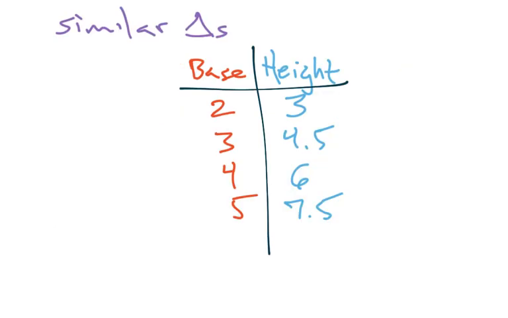Let's look at this idea. We've talked about similar triangles before. Remember, similar triangles are going to have congruent angles, and we always say that their sides are in proportion. So if we name the base and height of similar triangles, a base of 2 and a height of 3, a similar triangle would be a base of 3 and a height of 4.5. This is all true information for similar triangles.